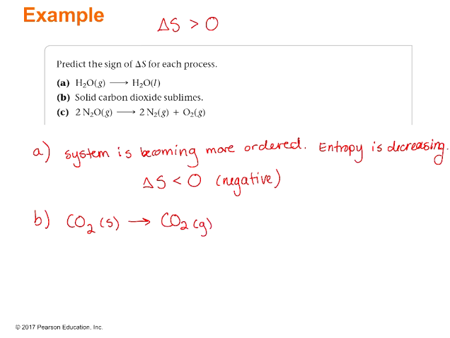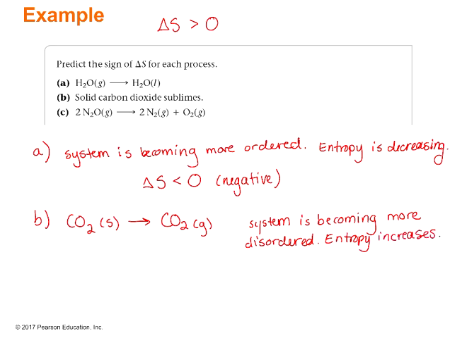All right, so is the system becoming more ordered or more disordered? And then is entropy increasing or decreasing? So for this particular situation, the system is becoming more disordered. So entropy is increasing. So that means that the sign for entropy for this system would be positive.